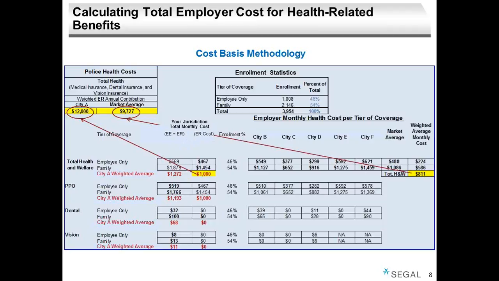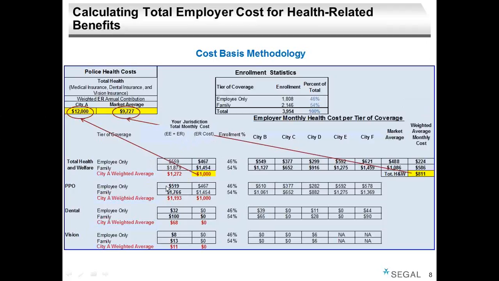Turning your attention to the columns that say your jurisdiction total monthly cost, the left column is the total cost, meaning the sum of the employee and the employer cost, and the column immediately to the right of it is the employer cost. We look at each one of the types of benefits. So you will see on the left side that there's listed here in this example a PPO, a dental, and a vision benefit.